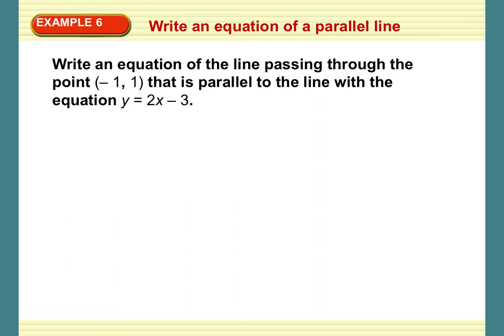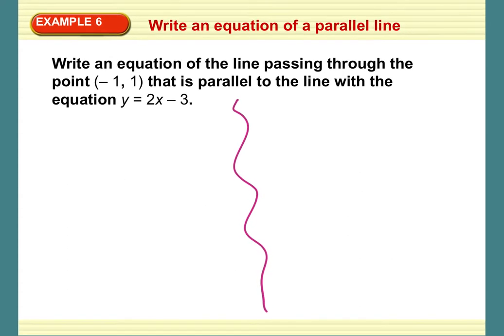All right, now we're reversing it. Now they're giving you the information and it's asking you for the equation of the line. So it says to write the equation of a line passing through the point -1, 1 that is parallel to the line with the equation y equals 2x minus 3. There are 2 ways to do this, and I'm going to show you both.